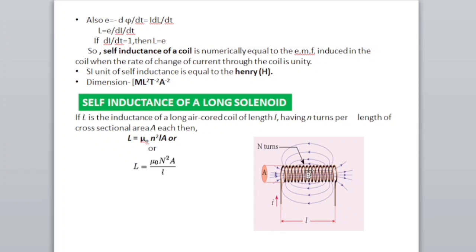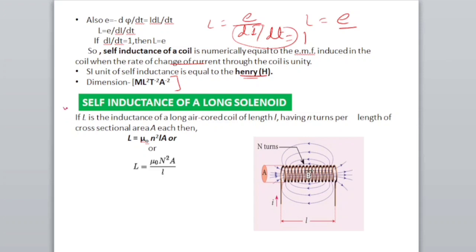Also you know E equals minus d phi by dt. So if you put the value of phi, which is L I, then E equals L dI by dt, and from here you get L equals E by dI by dt. Here again, if dI by dt is 1, then L equals E. So the self-inductance of a coil is numerically equal to the EMF induced in the coil when the rate of change of current through this coil is unity. The SI unit of self-inductance is the Henry, and its dimensional formula is M L squared T to the power minus 2 A to the power minus 2, right? So this is about self-inductance.